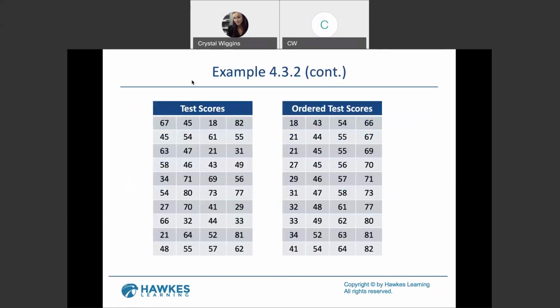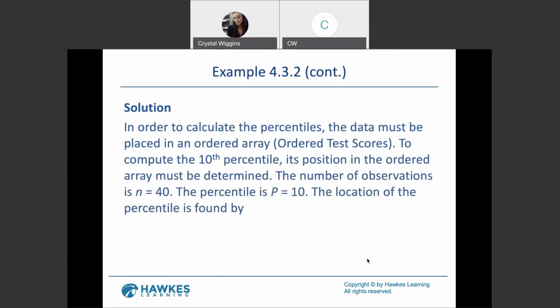Now, this already got ordered, but again, I will show you before we finish this lecture how to order in Excel. So we ordered the data set and we know that there are 40 data values. So we're going to take 40 and multiply it by the 10th percentile, so 10 out of 100, and we get 4. So we know that this is not rounded. This is an integer 4.